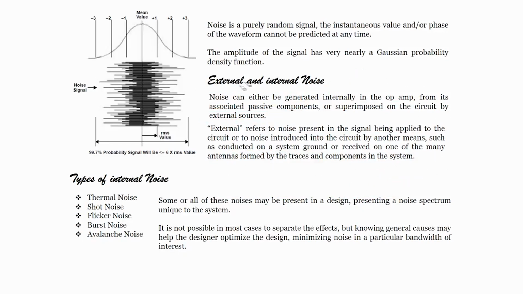Now, when you talk about types of internal noise, there are several types. We will just understand the definitions, and we will see one example to understand the noise. When you talk about internal noises, there are thermal noise, shot noise, flicker noise, burst noise, and avalanche noise. Some or all of these noises may be present in the design, presenting a noise spectrum unique to the system. It is not possible in most cases to separate the effects, but knowing the general causes may help the designer optimize the design, minimizing noise, in particular in the bandwidth of interest.